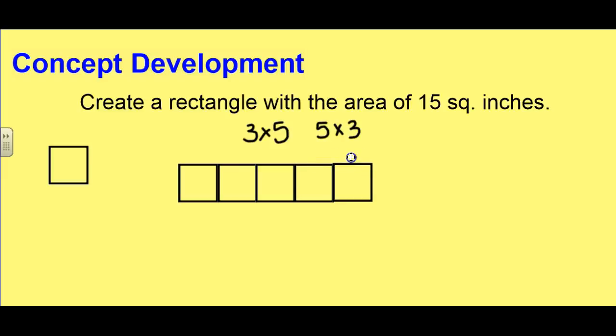Put this out in front of you. You can put it on top of your paper on your desk somewhere, but I want you to use those 15 square inch pieces and make 3 rows of 5 to show a rectangle that has an area of 15 square inches. So once you have all your 15 pieces laid out, you can push play.